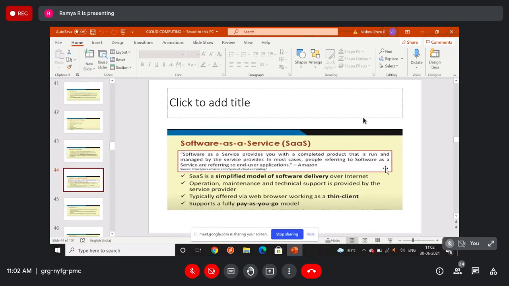Now software as a service. This is a readily available service, pay as you go. Sometimes, if you want to purchase some software, you can purchase it. Some software may be freely available, readily available.